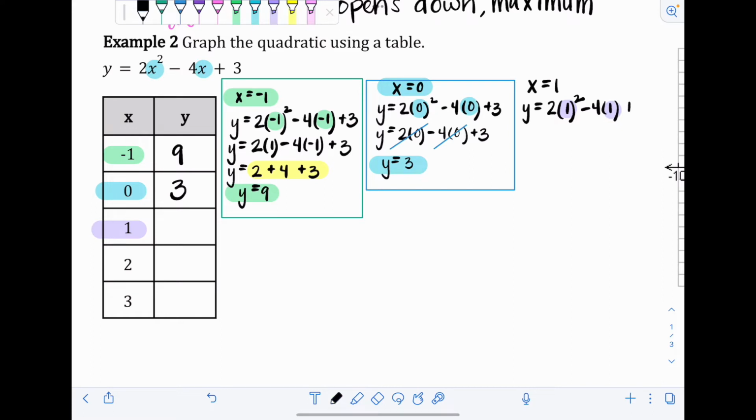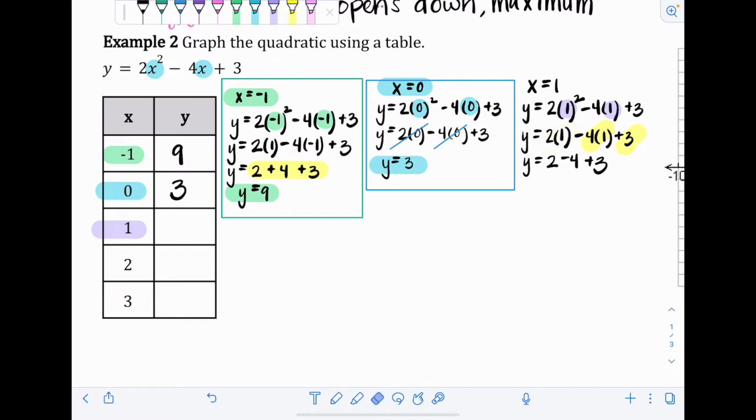And then plus 3. Same order, so we square the 1 first. 2 times 1 squared means 1 times 1, which is 1. And then we bring down the rest, 4 times 1 plus 3. Now I can multiply 2 times 1. So y equals 2 times 1 is 2, minus 4 times 1, so minus 4, and then plus 3.